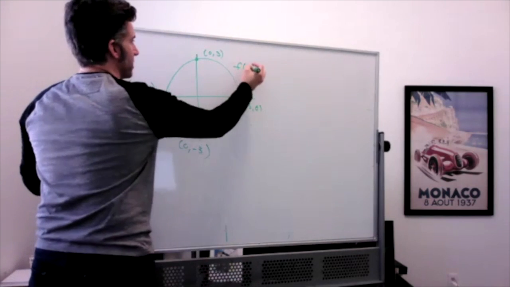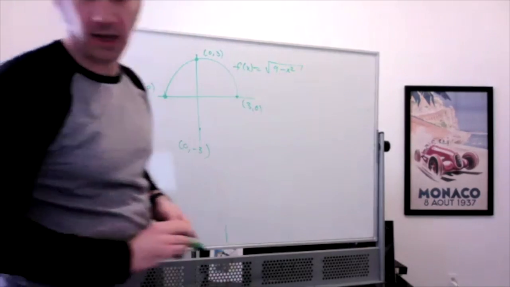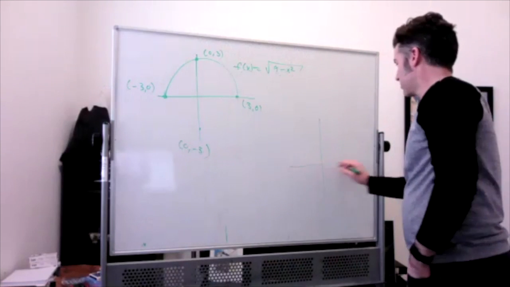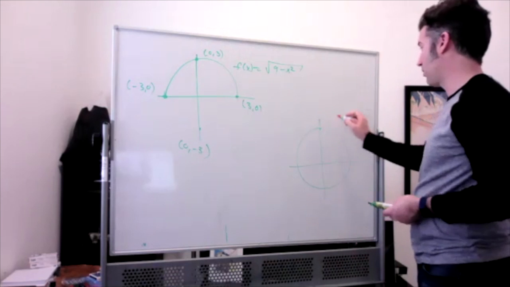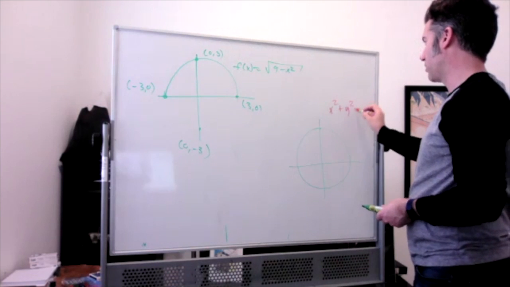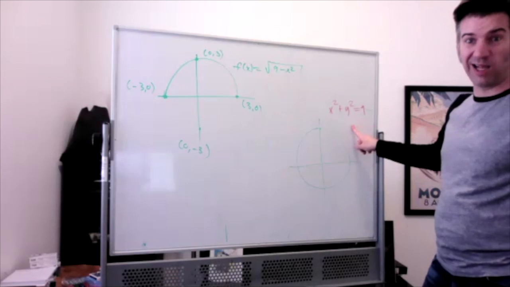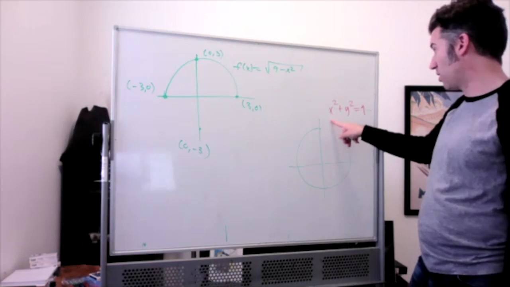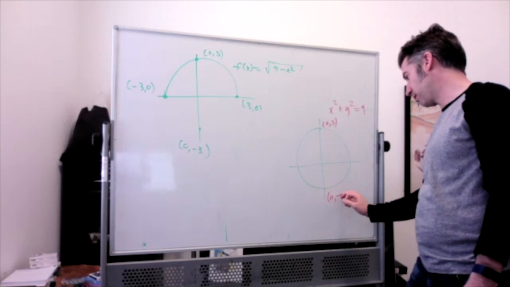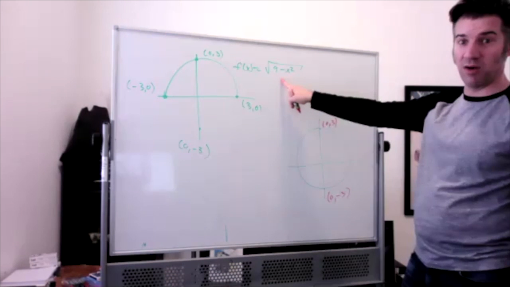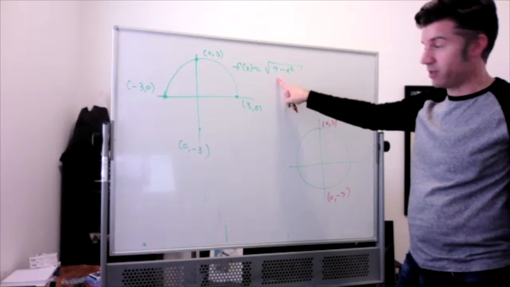This is your f of x equal to the square root of 9 minus x squared. And this other thing here is the graph of the equation x squared plus y squared equals 9. The difference between this and this is that here it's okay for y to be negative. If x is 0, y could be 3, or y could be negative 3. Here, if x is 0, y is only 3, because the square root of 9 is only 3, not plus or minus 3.